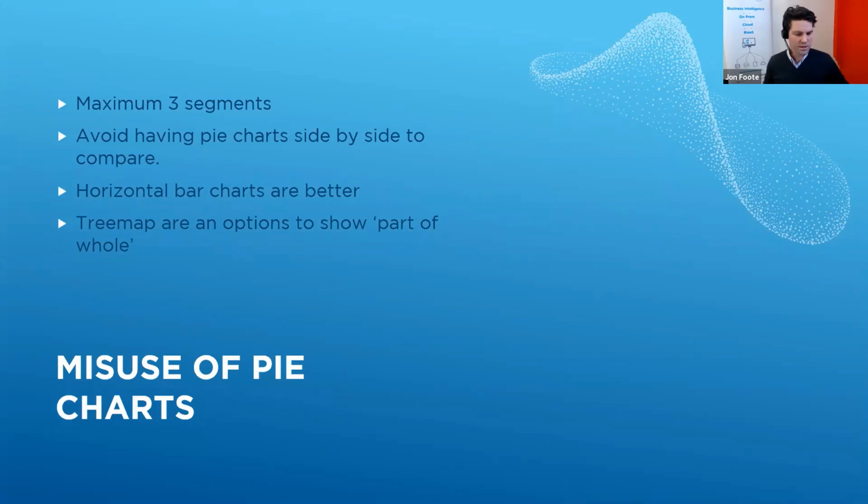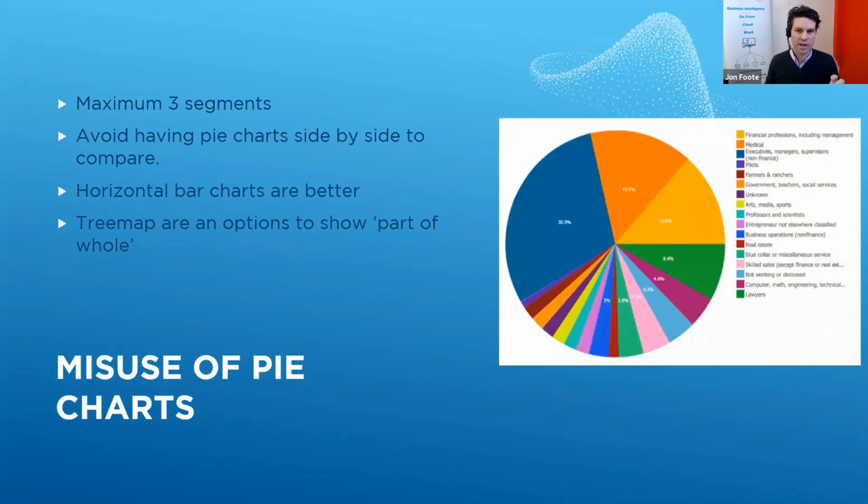Misuse of pie charts. There's a lot of contention out there around pie charts. I'm okay with pie charts, but I encourage people to use 2 or 3 segments. I saw someone last night say 4, but what you want to do is just make sure that you're minimizing the number of segments that you put into a pie chart, because it gets harder and harder for humans to actually understand what the difference is. So I would encourage people to use horizontal bar charts more.